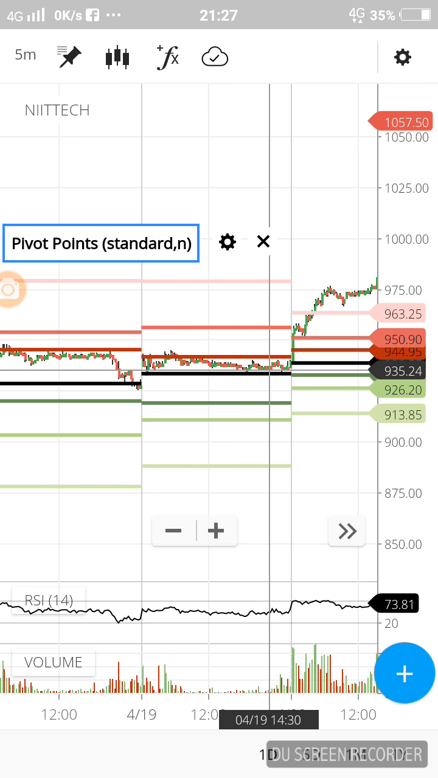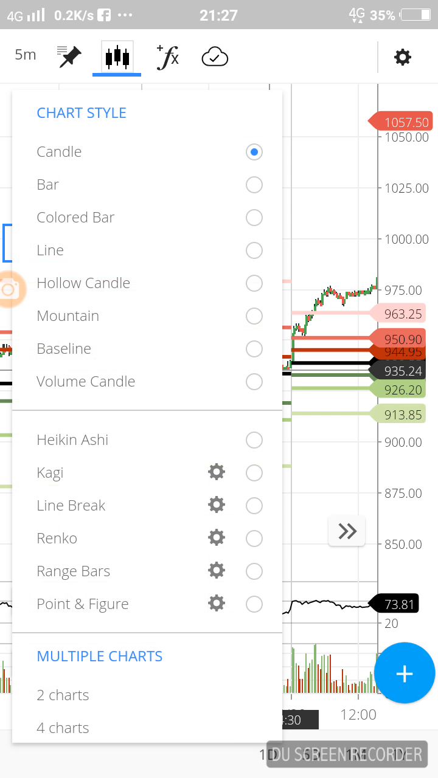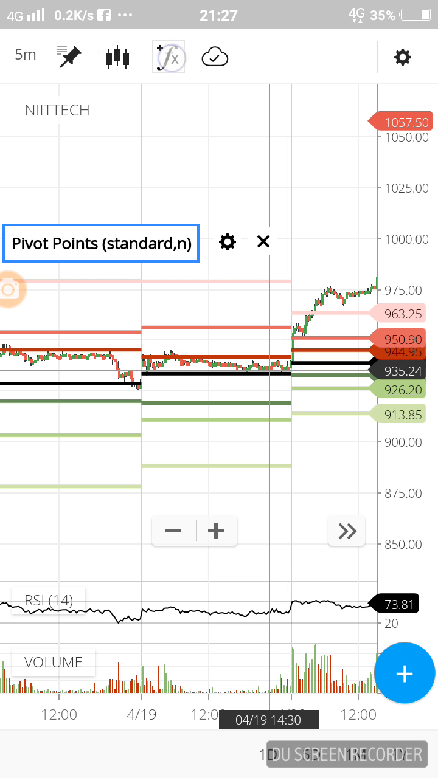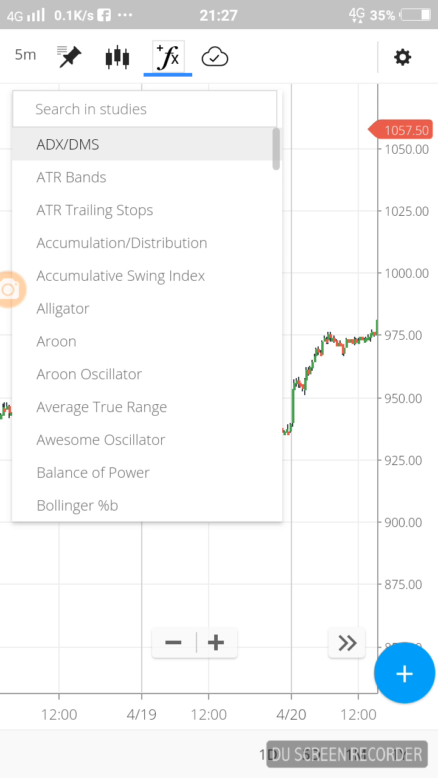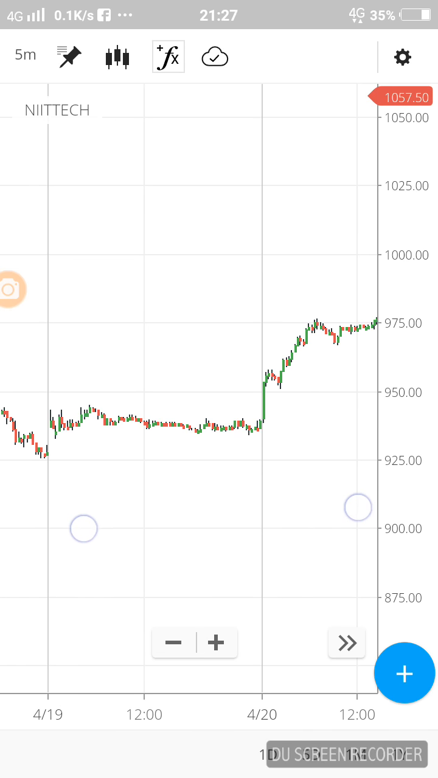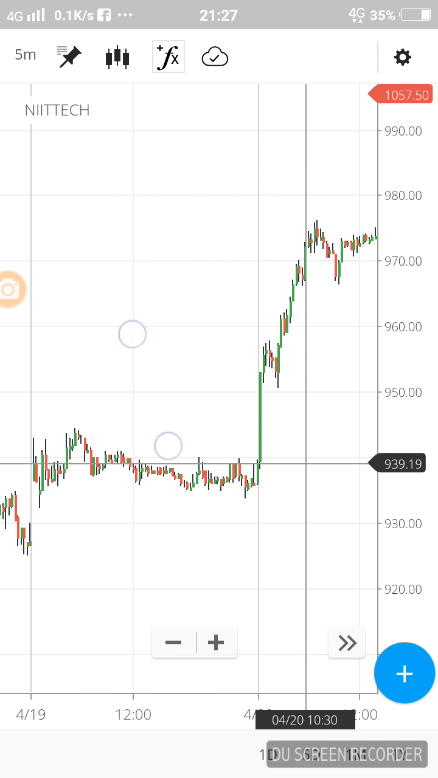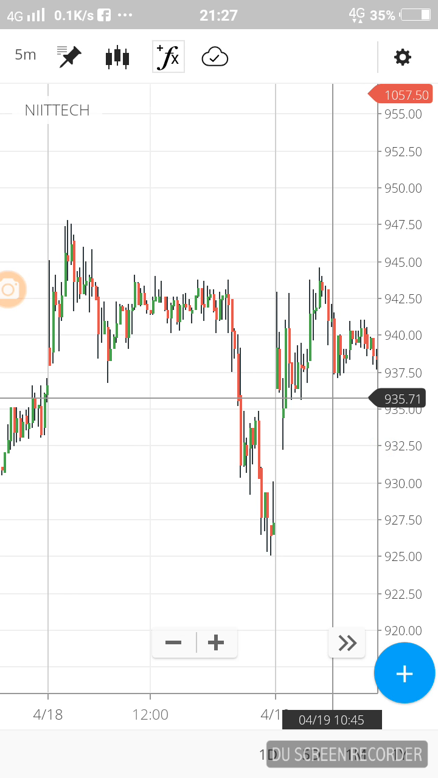I think I should remove all the indicators, all the studies. This is for some other stocks I use. I'm so sorry for this. I have removed all the studies. Now let's focus only on this kind of chart, right? Let's go to another day.